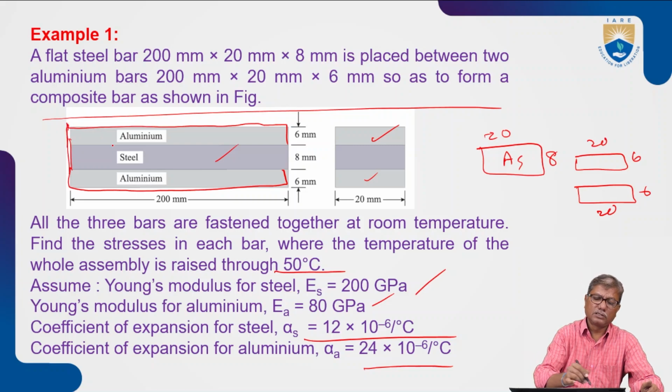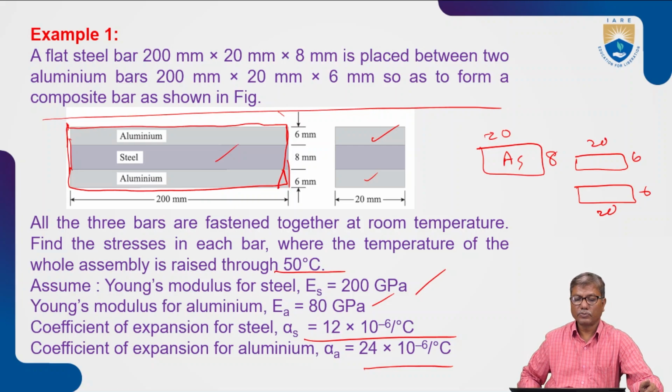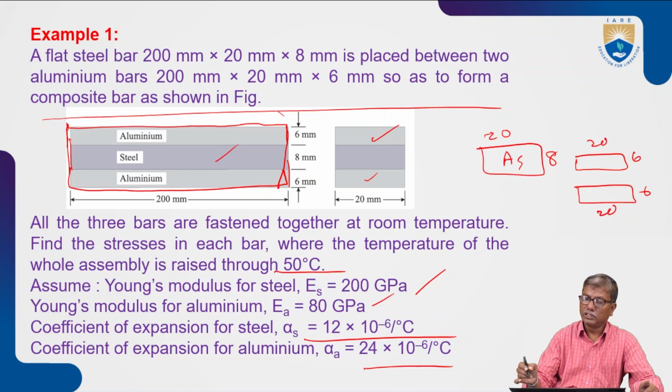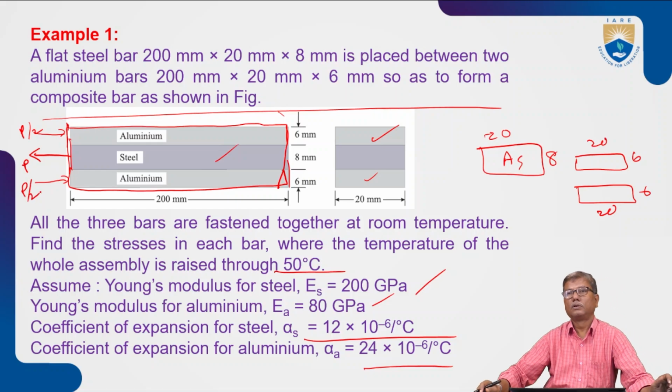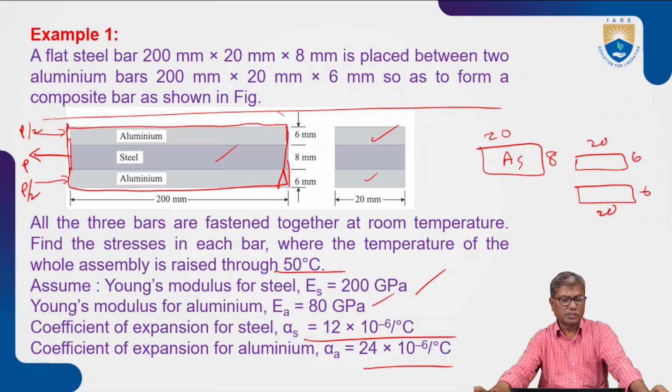Yeah, these are rigidly connected now. Okay, that means what relation we use? The force in steel bar is equal to force in aluminum bar. The tensile force in steel bar is equal to compressive force in aluminum bars. It means the aluminum bar is subjected to compression and steel bar is subjected to tension. Okay, the reason we have discussed already.